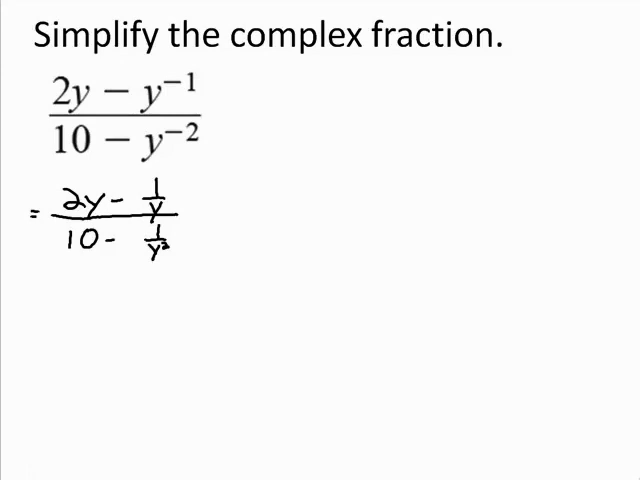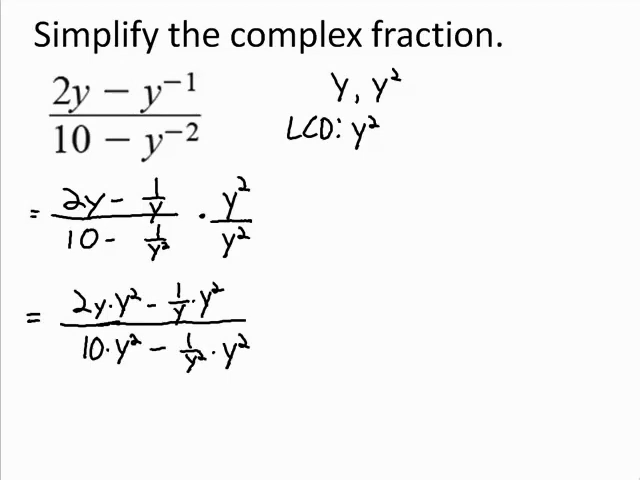Because there are fractions in the numerators and denominators, multiply the numerator and denominator by the least common denominator of the two fractions. The two denominators are y and y squared. The least common denominator has to contain each of these as factors. Y is already a factor of y squared, so the least common denominator is y squared. Multiply both the numerator and denominator by y squared, and distribute the y squared. 2y times y squared minus 1 divided by y times y squared, divided by 10 times y squared minus 1 divided by y squared times y squared.